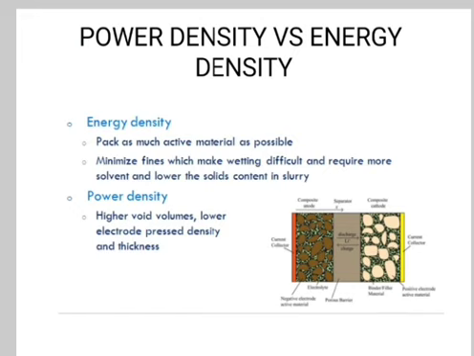So for energy density, pack as much active material as possible. It minimizes fines, which make weighing difficult and require more solvent and lower the solid content in the slurry. For power density, use higher void volumes, lower electrode press density and thickness.